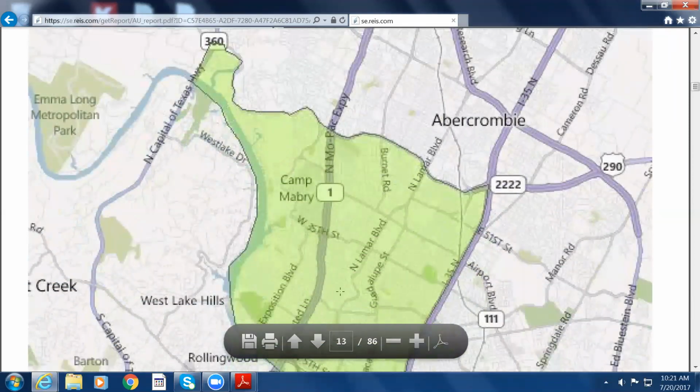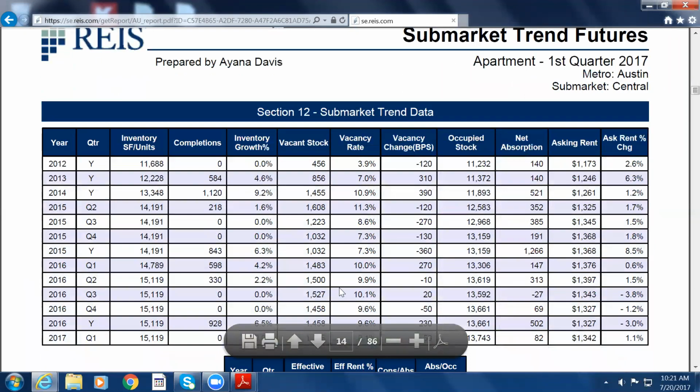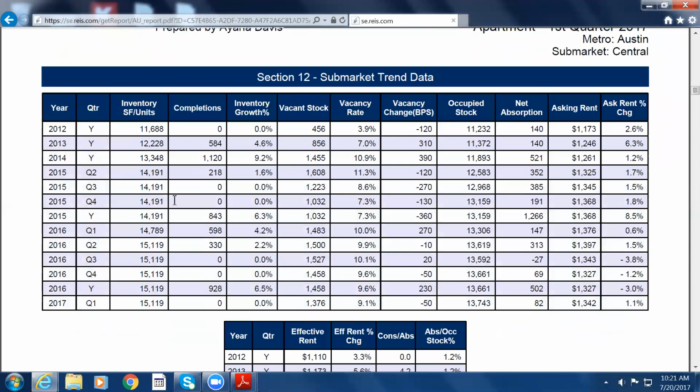Here's a quick map of our submarket, and then right below that, you'll provide those hard numbers. So even though you guys don't get the Excel, I just wanted to make a note here. This is exactly what the Excel looks like. This is going to be a chart of your historical information as well as your forecasting.